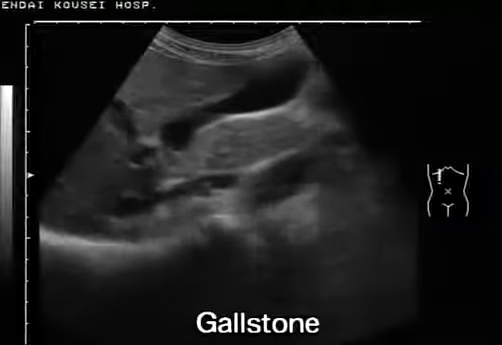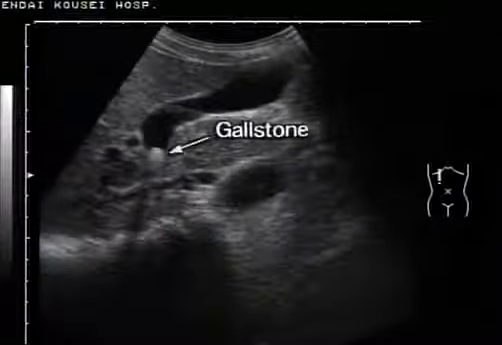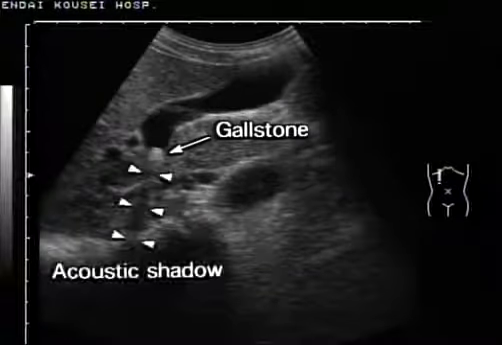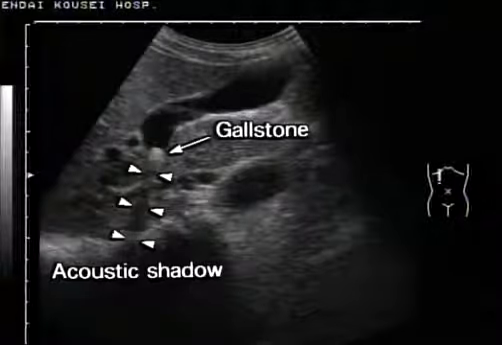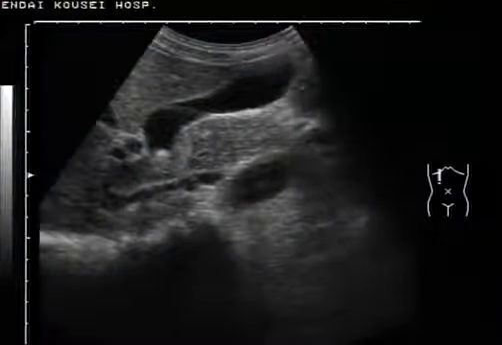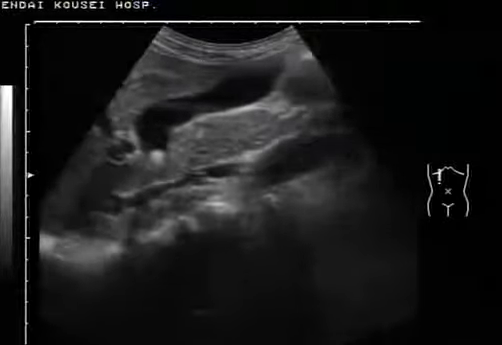This is a case of gallstones. A gallstone about 4 millimeters across is seen at the cervix of a gallbladder. A gallstone reflects much ultrasound, presenting a white image. A dark, no echo area appears behind a gallstone. This area is called an acoustic shadow, which is helpful for diagnosis of a gallstone.